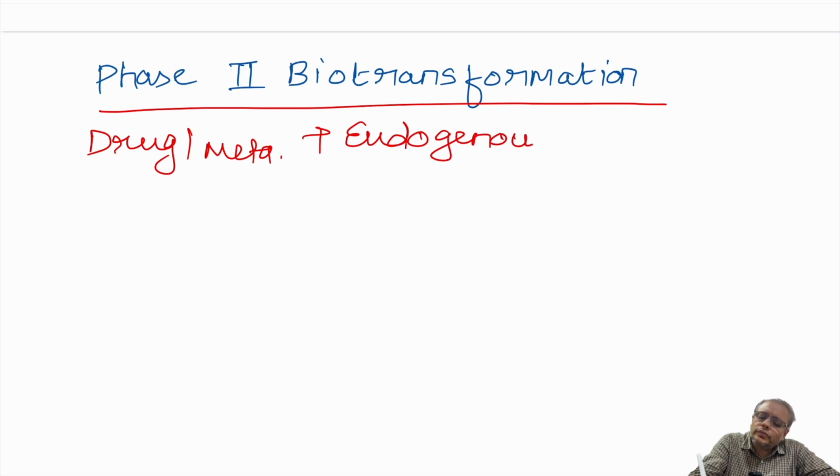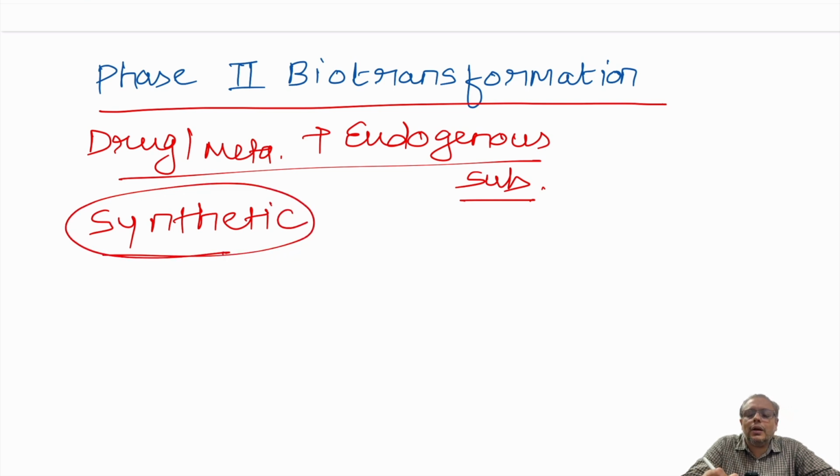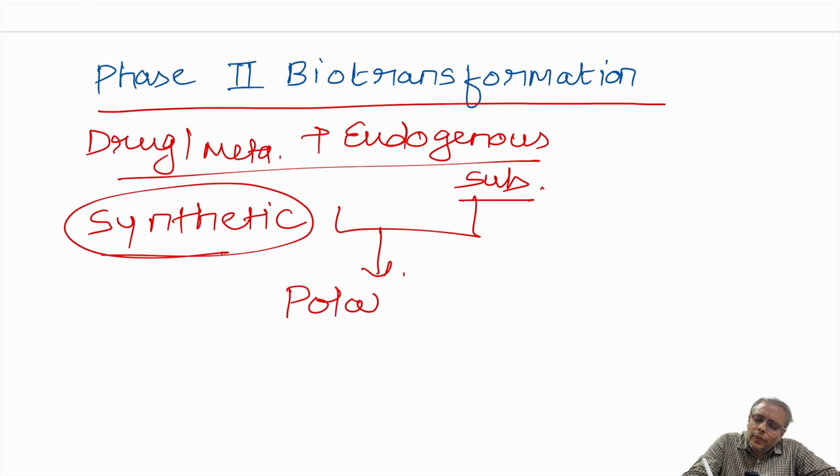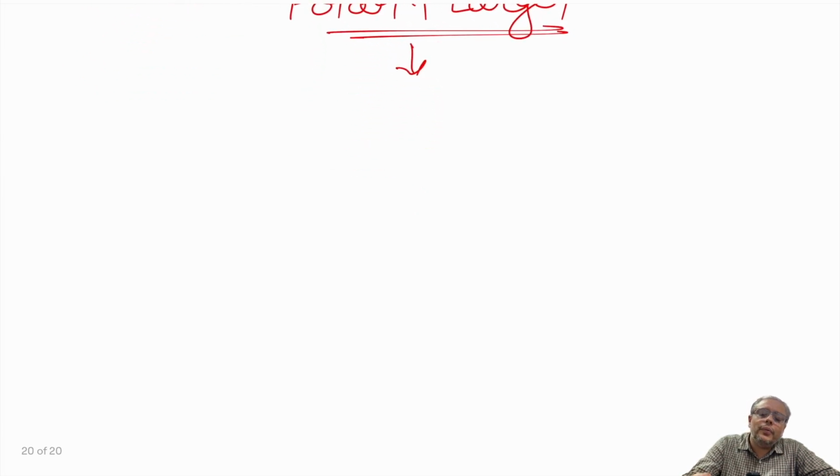which is derived from carbohydrate or lipid metabolism, and that's why it is also known as a synthetic reaction. And as the combination occurs, the molecular size is increased and the compounds become more polar and larger, so it is ultimately excreted from the body. Now, which are the different phase 2 biotransformation reactions?